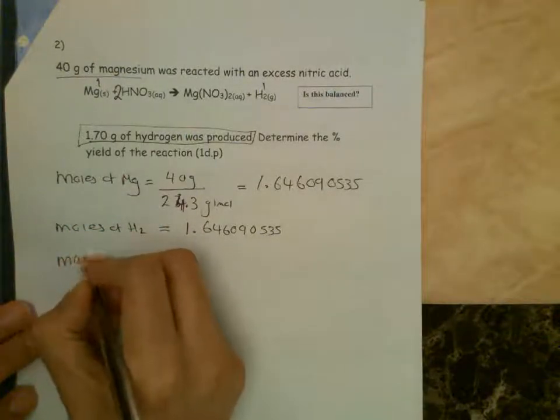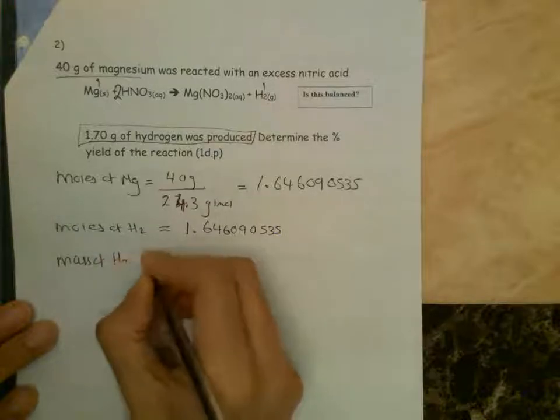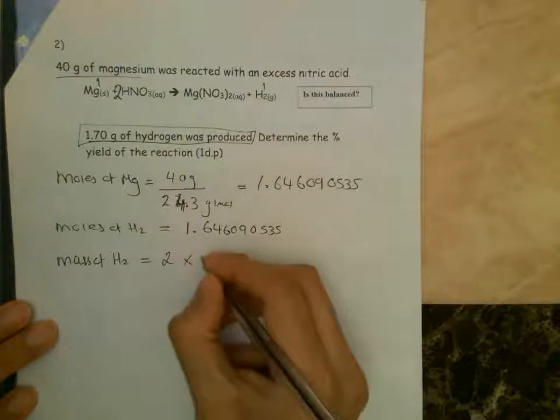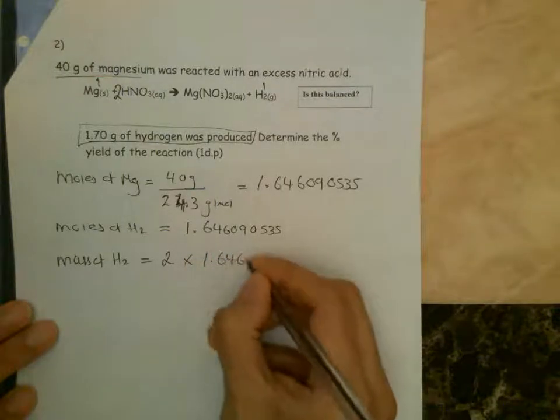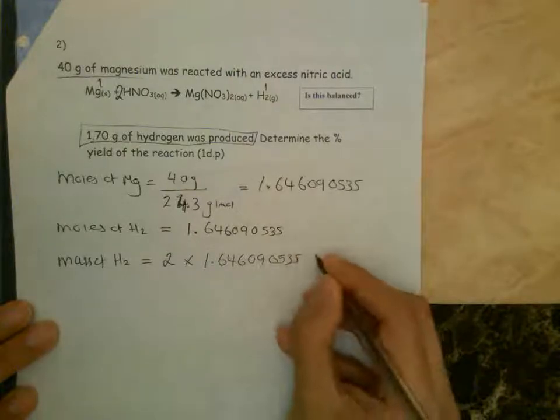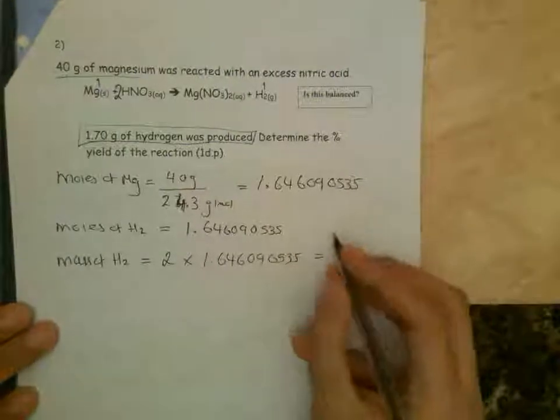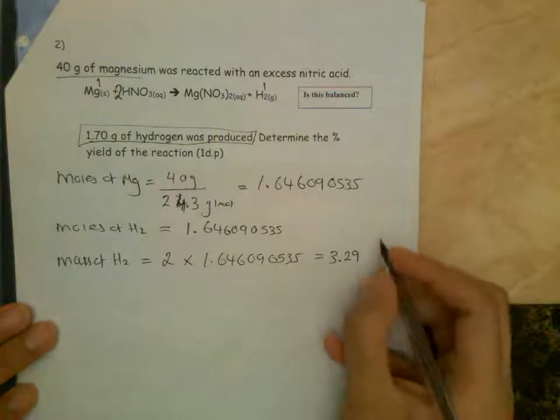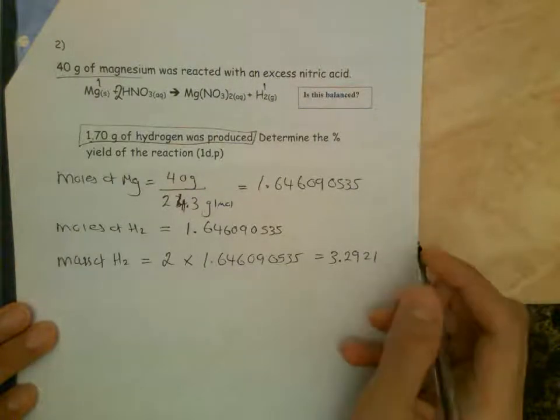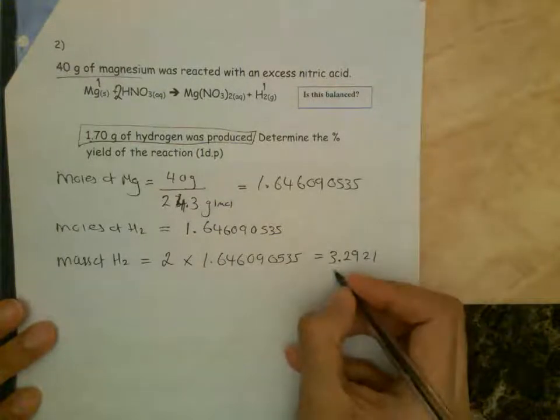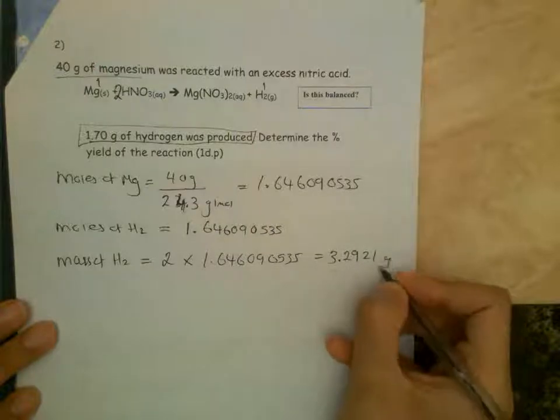So the mass of H2 we can now calculate. Mass of H2 would be equal to the Mr of H2, which would be 2, times the number of moles. And that would give us 3.2921 grams.